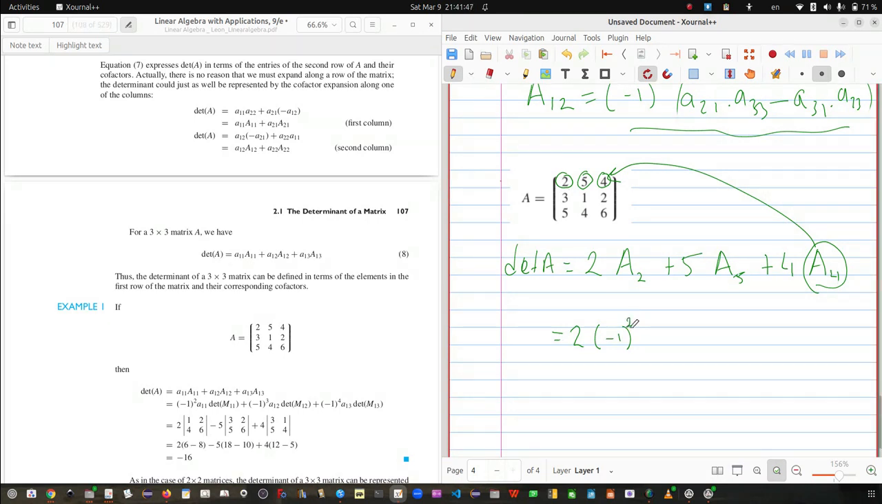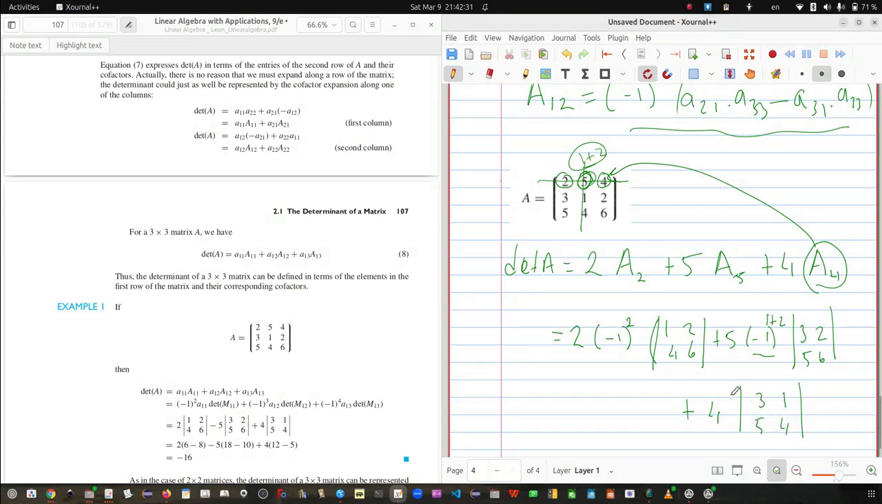It is 1 plus 1 is 2, times determinant of matrix, this one, so we show the matrix, plus 5 times minus 1 to this location. 5 is actually the first row, second column. It is 1 plus 2, it means 3. So 1 plus 2 will bring the minus for us. And then when we remove the first row and second column, we have 3, 2, 5, 6. And then plus 4 times 3, 1, 5, 4.